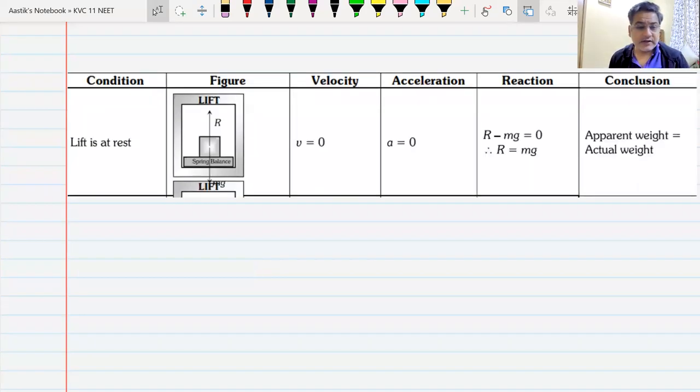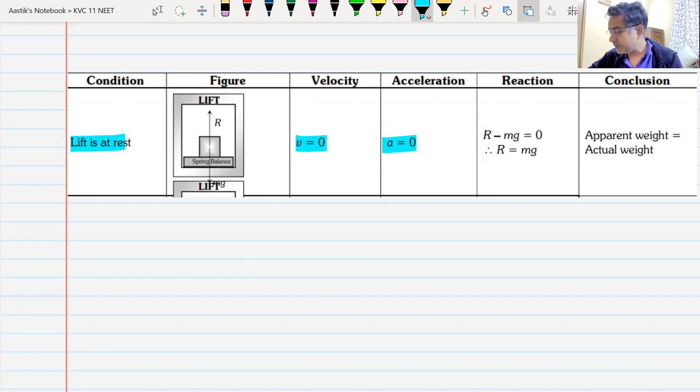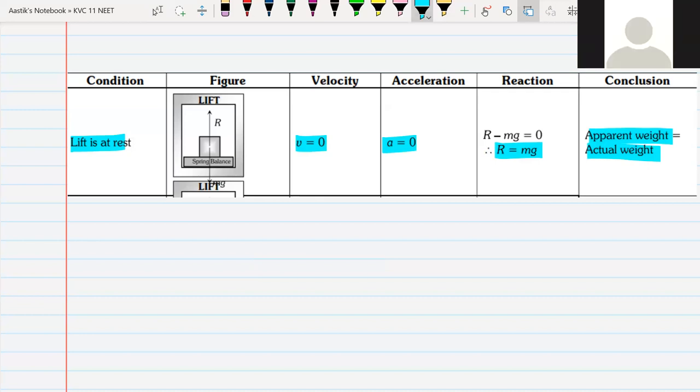If the lift is at rest, the velocity is zero. Case number one, lift is at rest. Velocity is zero, acceleration is zero, R will be equal to mg, his apparent weight. Apparent weight is the weight measured by the machine. His apparent weight will be equal to the actual weight. Do we understand this? If the lift is at rest, he will measure the actual weight of the body. Note it down.